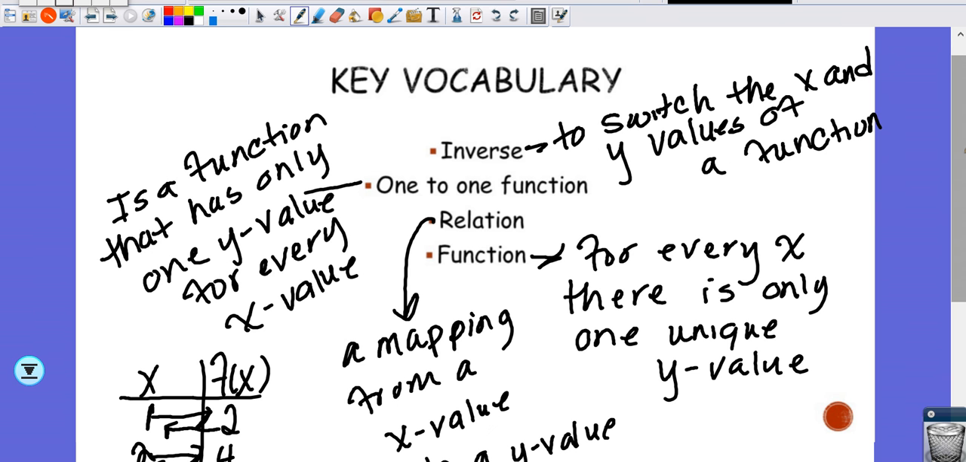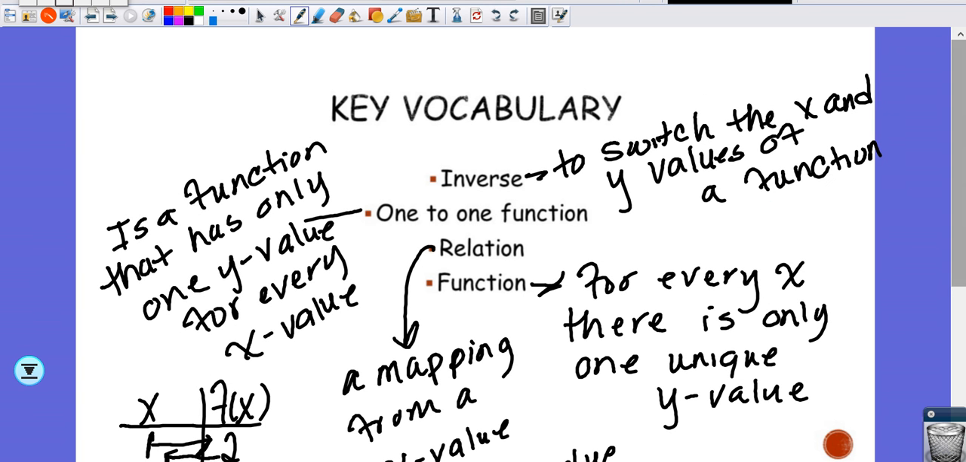All right? So these are some of the keywords that you need to know. And let me give you an example for an inverse. If I gave you a table, I said x, y, 1, 2, the inverse of that would be to just switch the x and the y. So the inverse function would be 2, 1. Okay? So it's just that simple. Just switch the values of the x and the y.